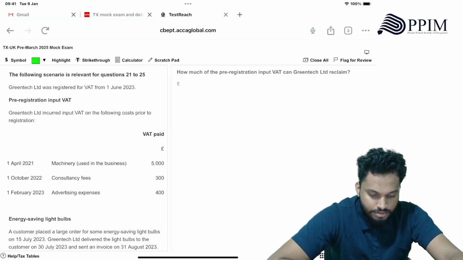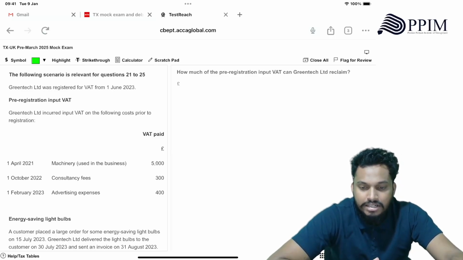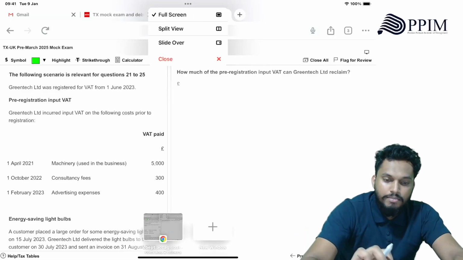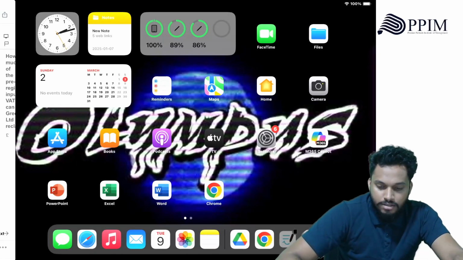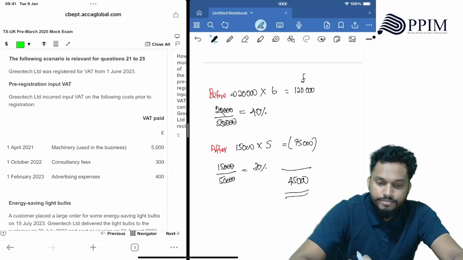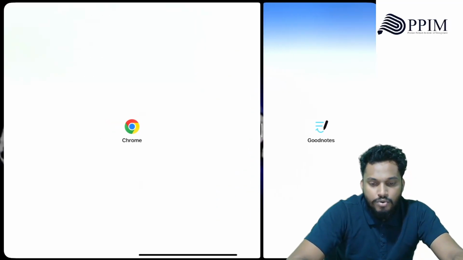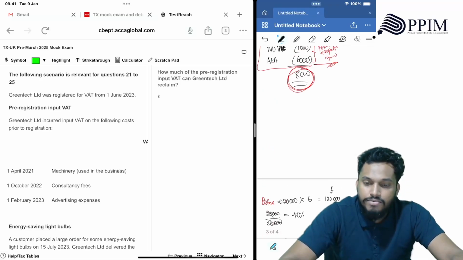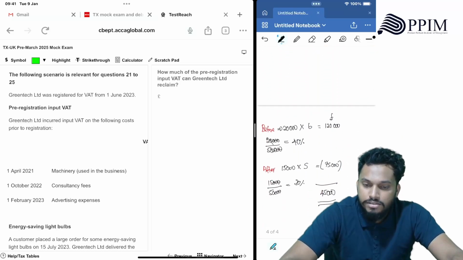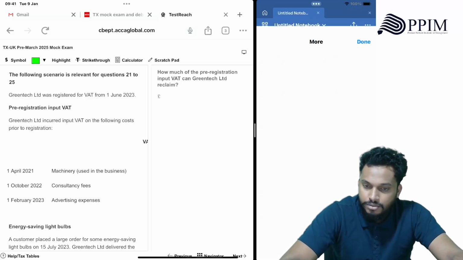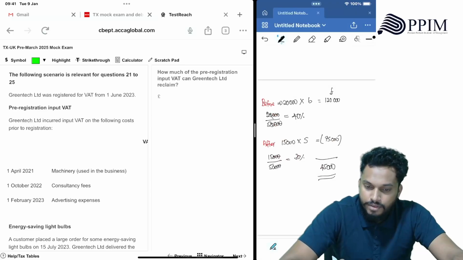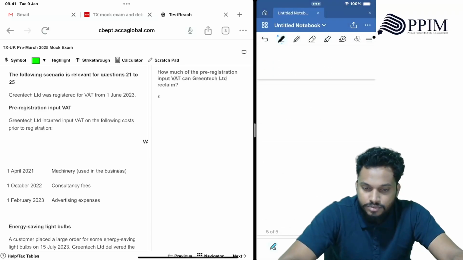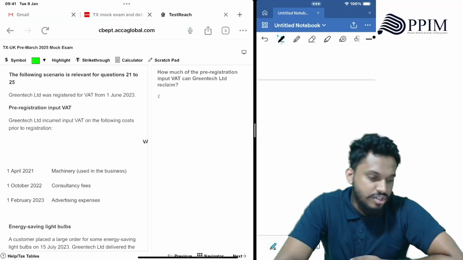Okay, fine. So next one. How much pre-registration input VAT can Green Tech Company Limited claim? So what do you mean by pre-registration? Before registering for VAT purposes, there are certain expenses that you are incurring that can be claimed as VAT. Okay. So in this instance, how much is the pre-registration input VAT?